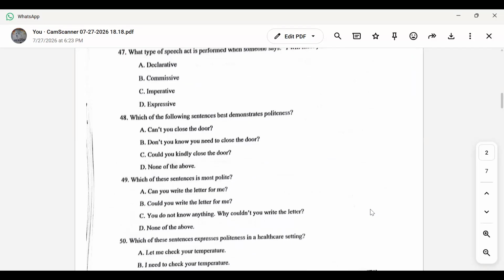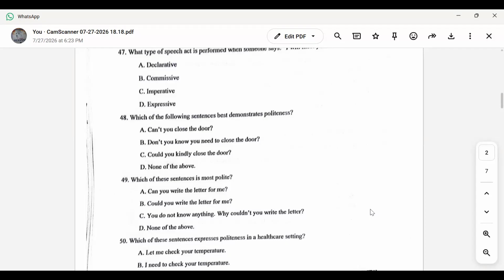48. Which of the following sentences best demonstrates politeness? A. Can't you close the door? B. Don't you know you need to close the door? C. Could you kindly close the door? D. None of the above. C. Could you kindly close the door? Yes, it should be C.